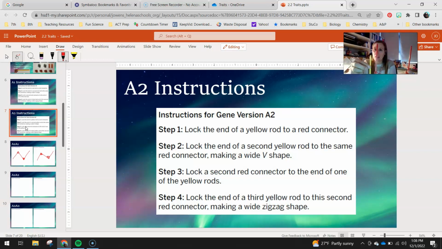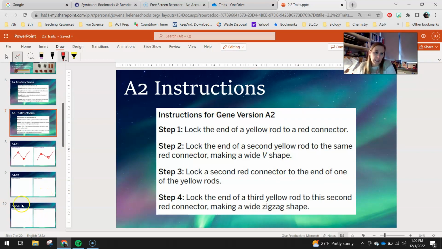You guys can notice that the yellow is a little bit shorter than the red. So you guys can see that in the picture of your supplies on slide 5, or you guys can see what I'm showing you right here in the video. So it's about maybe 2/3 of the size, okay? So your yellow would be slightly different. That would be what you guys would be using to make A2.